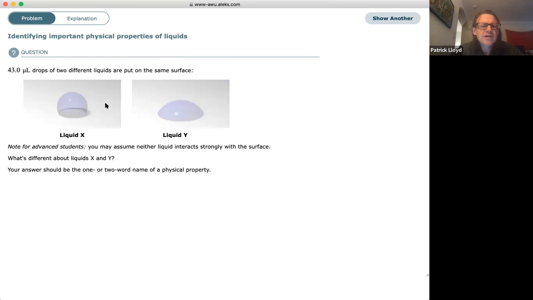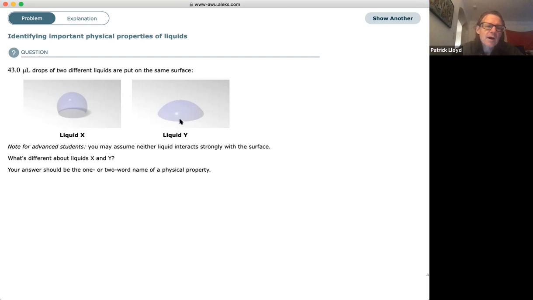Okay. Now take a look at this one. See, it says here there's 43.0 microliter drops of two different liquids, and they're put on the same surface. Okay, so same surface, and again, assume that neither liquid interacts strongly with the surface. So look what happens here. See how this one's more spread out, and this one is less spread out or more contained. Okay, so it's a little difficult, but to me, it looks like they have the same amount of material. It's not like this one has evaporated. It's just spread out more, right? So what does that mean if it's spread out more?